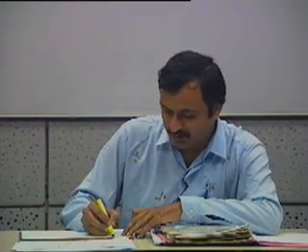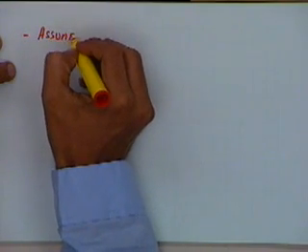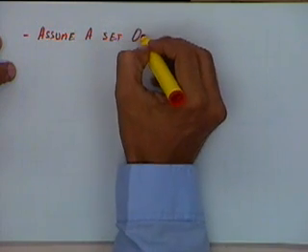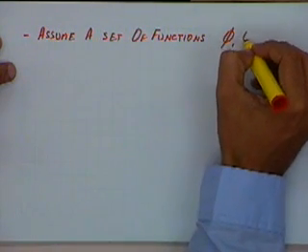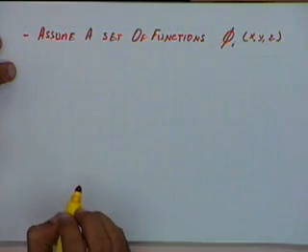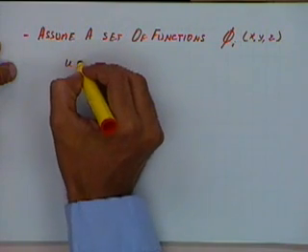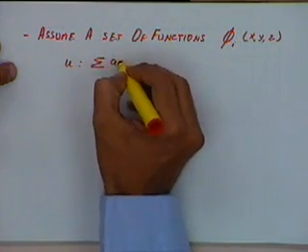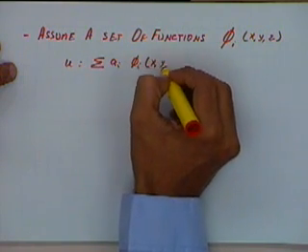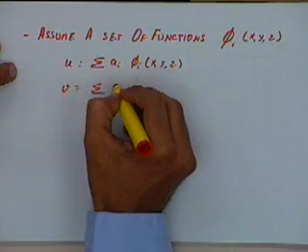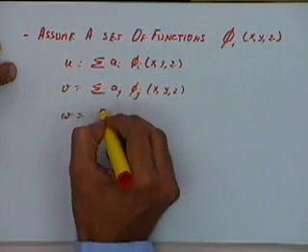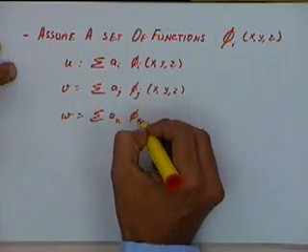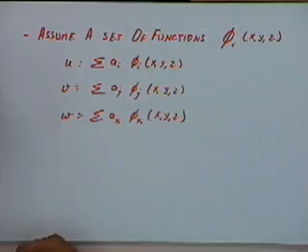So, the first step in the Rayleigh-Ritz method is what we say, assume a set of functions which are given as, let us say, phi i of x, y and z, such that u is equal to sigma ai phi i of x, y, z, v is equal to sigma, let us say, aj of phi j x, y, z, and w is equal to sigma, let us say, ak of phi k x, y, z.